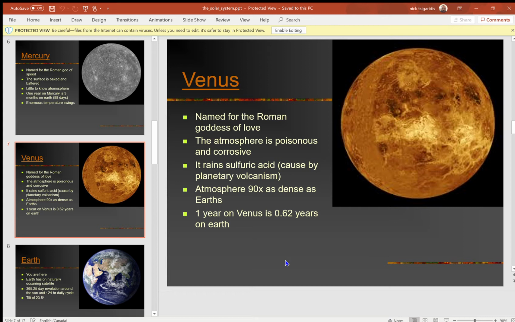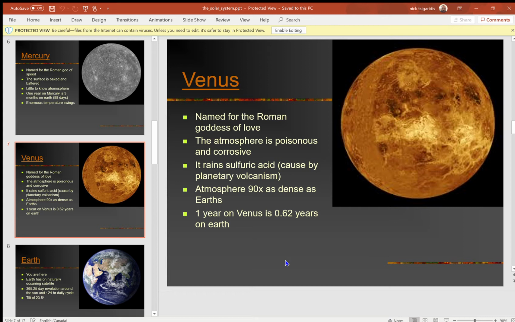In any case, Venus is the hottest of all the planets. Its atmosphere is 90 times as thick and as dense as Earth's. It is likely caused by a runaway greenhouse effect because of the volcanism that was happening on Venus. As a result, you've got this really dense atmosphere and very thick clouds of poisonous and corrosive gases. So when it rains on Venus, it actually rains down sulfuric acid droplets that are very corrosive.